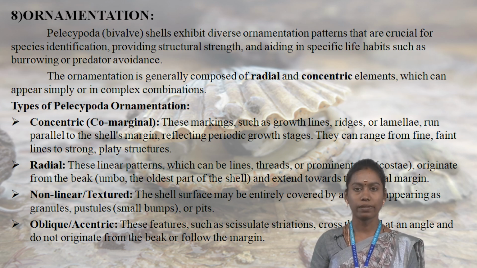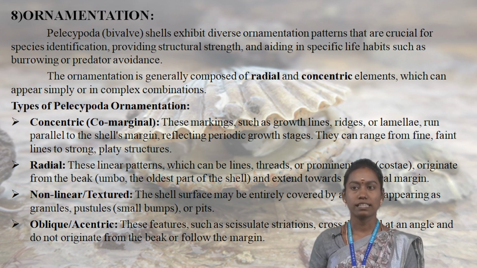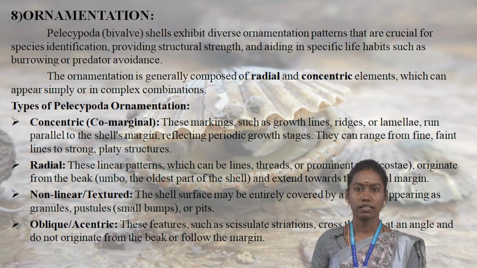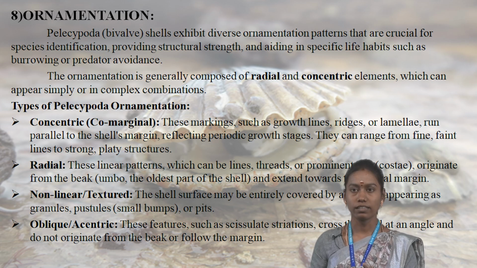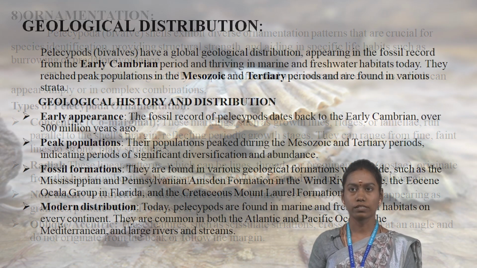Then the fourth type is oblique or eccentric. These features, such as fasciculate striations, cross the shell at an angle and do not originate from the beak or follow the margin. This is the ornamentation, and these are the four types of ornamentation of pelecypods.